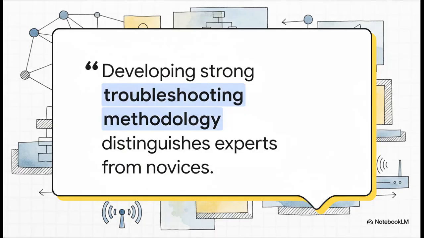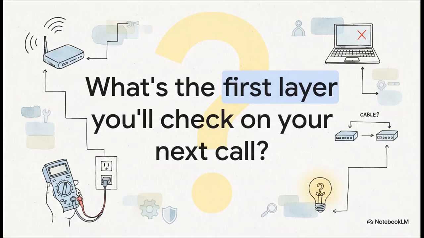And you know, that really brings us to the core message of this entire series. This quote from the report just says it all, doesn't it? It's not about memorizing 1,000 different solutions. It's about building a logical, layered process that you can apply to any problem you come across. That right there is what separates the experts from the novices. So as we wrap this all up, I'm going to leave you with this question to chew on. The very next time you're on a call and a user says the Wi-Fi is down, what's that first, simplest layer you're going to check?